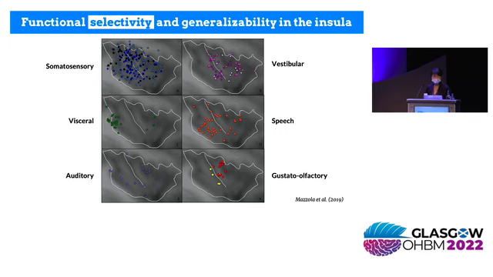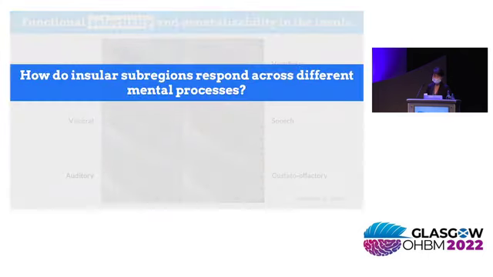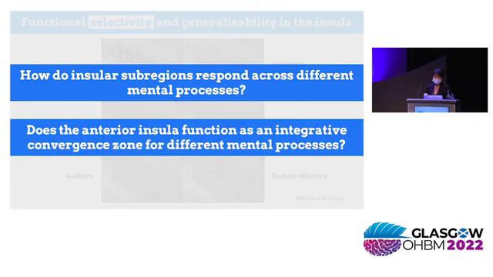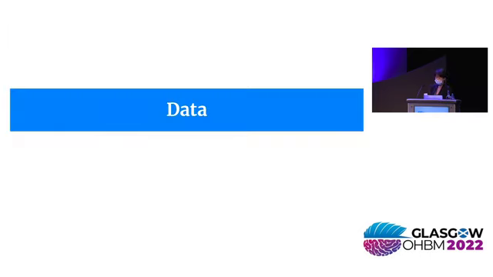So this is exactly what this study aimed to address with a multi-study data set and Bayes factor framework. Specifically, we asked how different insula subregions respond to different mental processes. And then we also asked if the insula, especially the anterior portion of it, does function as an integrative convergence area across different mental functions. So let me start with the data we used to address these questions.